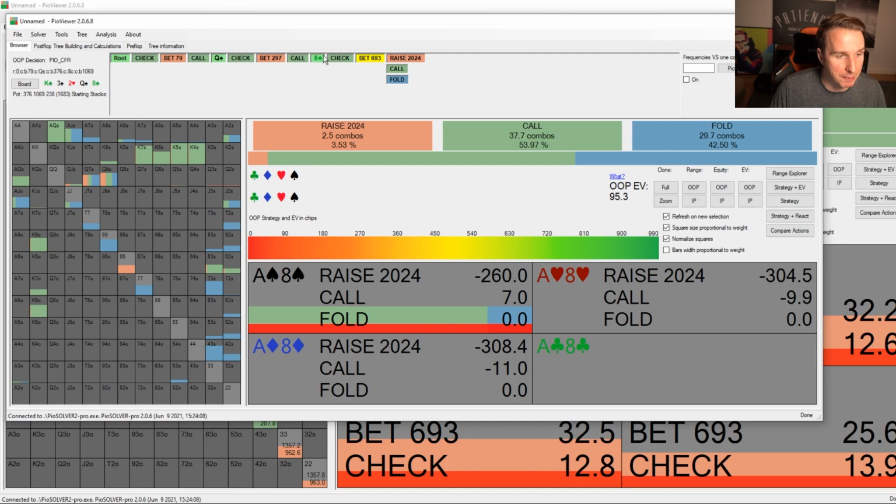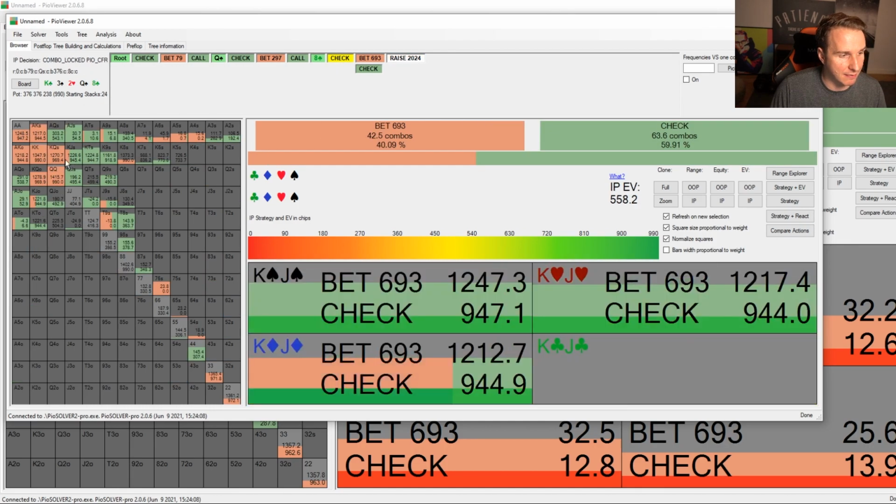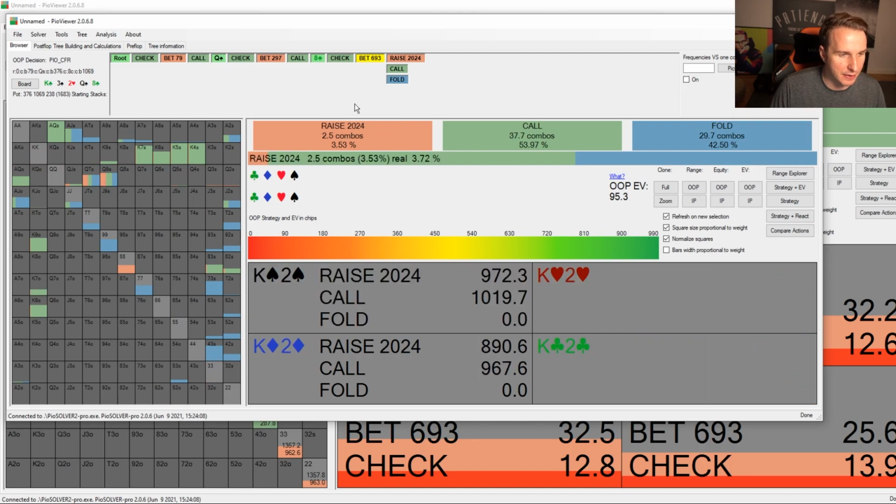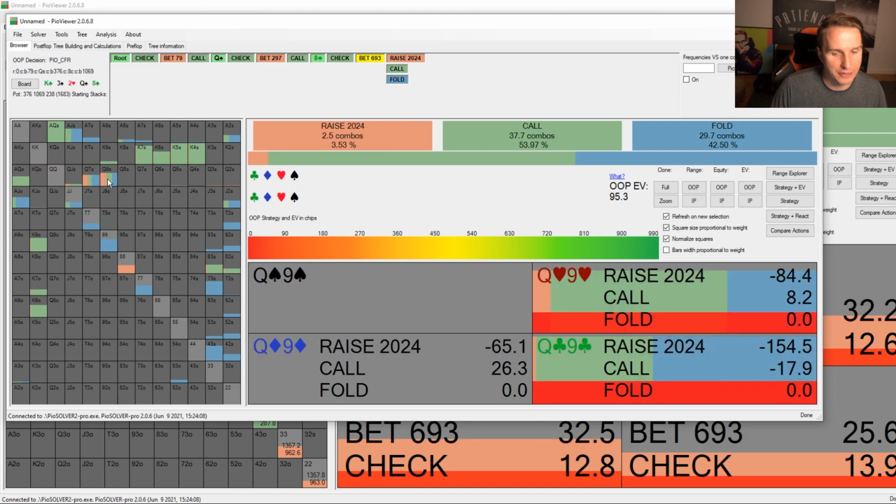But again, he's betting 100% of ace kings and around 30% with the king jacks. So these are pretty realistic assumptions. And against that, we see that if I change the strategy, we're essentially having zero bluffs. This is just, I would say, a display issue over here, that it still shows it as some raise.